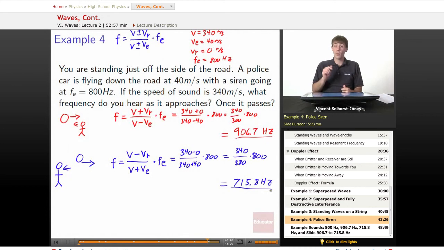Or alternately, if you were the cop in the car, because you're moving at the same speed as it, to you it's as if it's effectively still, so it's going to be 800 hertz for the cop in the car the whole time.